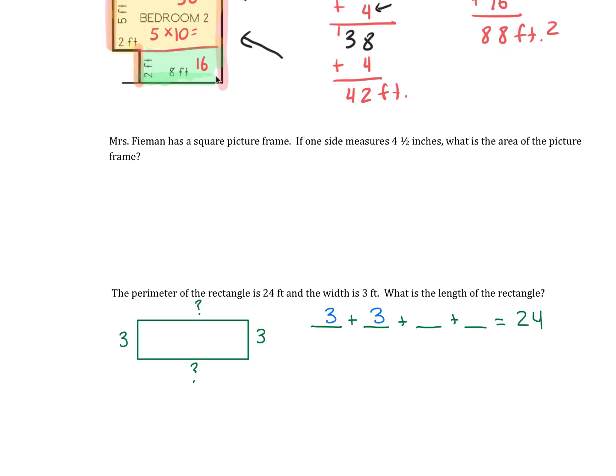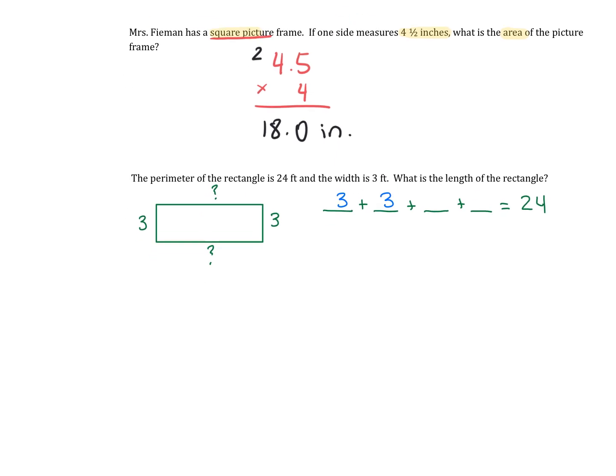Let's take a look at our next question. If I have a square picture frame and one side measures 4.5 inches, if I'm looking for the area of it, I know a square has all the sides congruent. So I'm going to do 4.5 times 4. You could have also added them up, 4.5 4 times. Either way, we would get 18 inches.